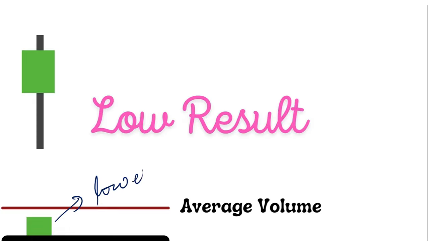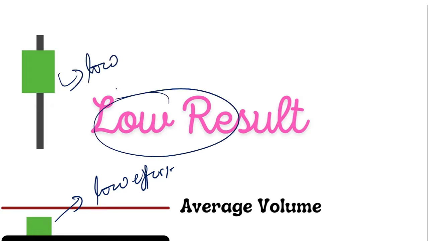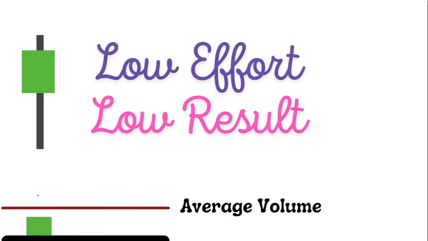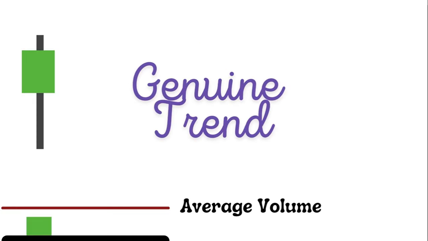Effort means volume. Low effort. And what is the result? Result is also low. Result in the sense of price momentum is also low. This is also low effort, low result. This is also a genuine condition, isn't it? It is a genuine condition as both variables are proportionate.